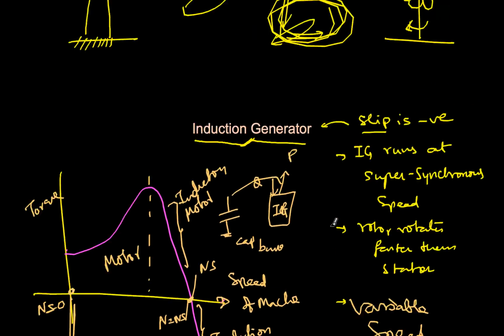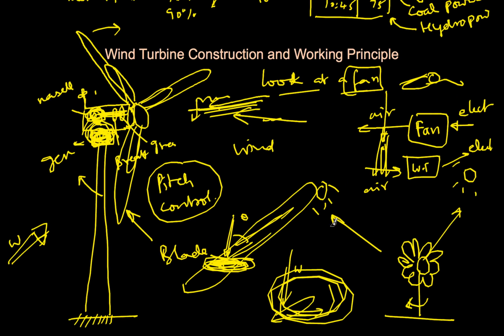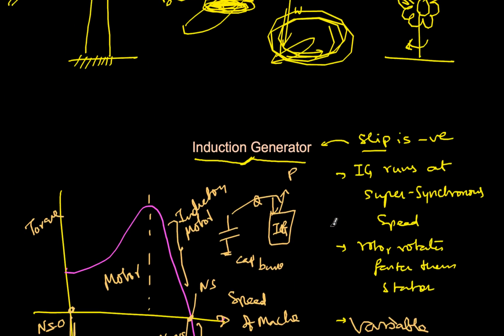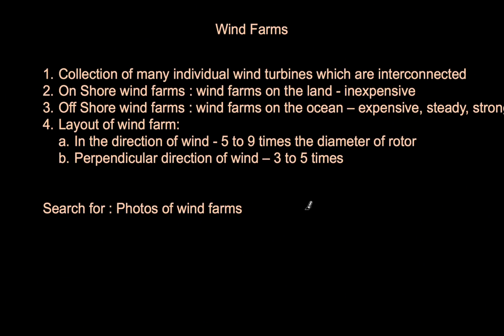All right. So we are talking about one individual turbine. But what is a wind farm? A wind farm is a collection of many individual wind turbines which are interconnected. Onshore wind farms are wind farms on the land, and offshore wind farms are on the ocean. But the ocean wind farms are expensive. The advantage is they are steady and strong, so strong power output is going to come. Whereas the wind farms on land are inexpensive, but there is a problem with the variability of the power.